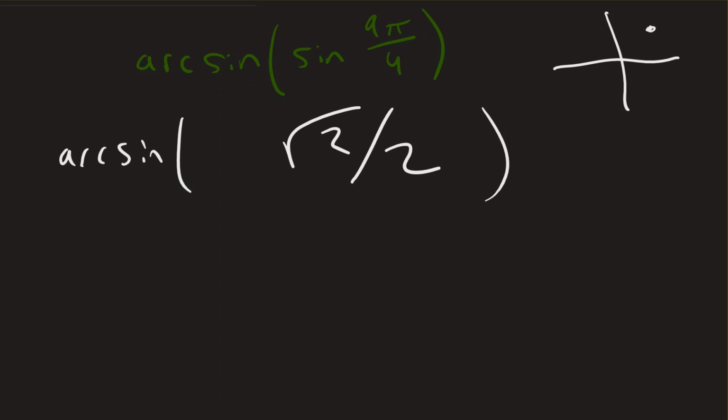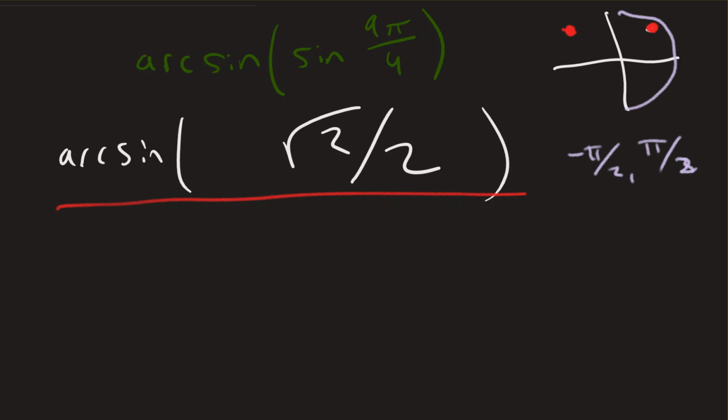And then, now that I've done this and simplified it to this, now I'll look at this whole thing and ask myself what angles have a sine of square root of 2 over 2. And that would be right here, of course, but also right here. The range of inverse sine is negative pi over 2 to positive pi over 2. So we're interested in this location, not that location.